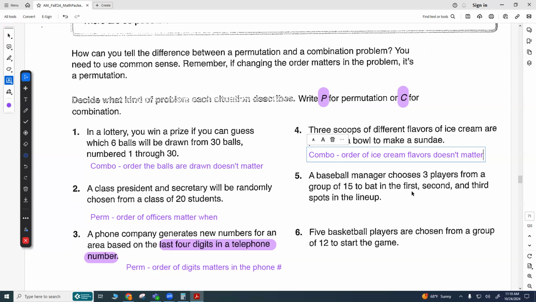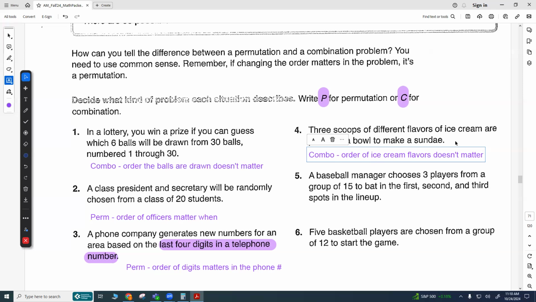Yes. Someone's got to be first, someone's got to be second, someone's got to be third. And generally, when you create a lineup for a baseball game, I think you have to keep everyone in the same batting order or get in trouble. At least that's how it used to be when I played in the long, long ago. So here order matters, right? The order that the 3 players are put into matters.